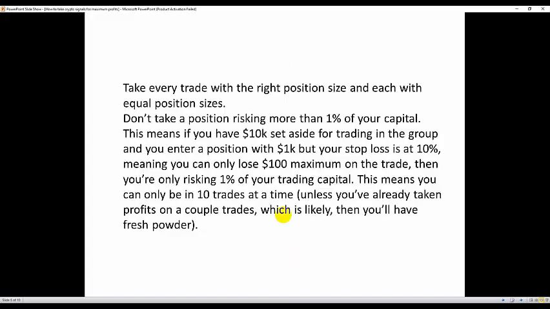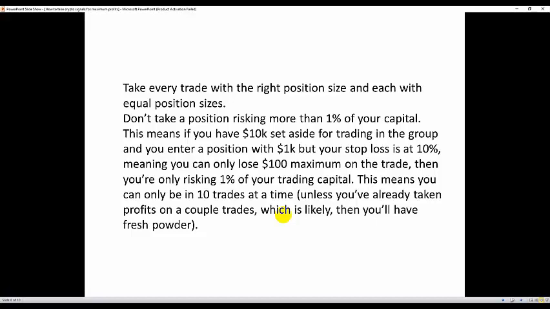Now take every trade with the right position size, and each with equal position sizes. By equal position sizes, it means that you cannot go and take trade 1 with $500, trade 2 with $1,000, trade 3 with $2,000. No, you have to be disciplined. Determine what your ratio is. How many percent are you willing to lose in a trade? Let's say you lose everything, and your position sizing is just 2%. It means that if you lose the whole of that trade, you've just lost 2% of your total capital. You understand that?